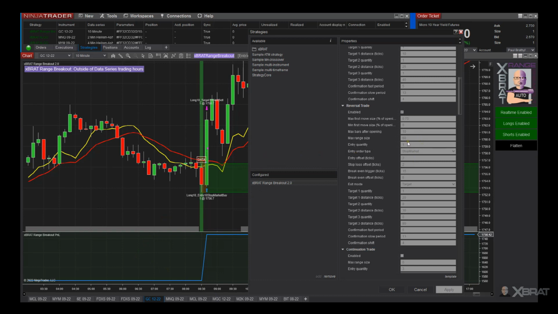But we've got one contract. The maximum range size I've inputted here as 60 ticks, so if that opening range is more than 60 ticks, it will not take the trade. Entry offset is 2 ticks this time, because we want to make sure we don't get tiptoed in. Stop loss offset is 2 ticks. Break even trigger is 15.